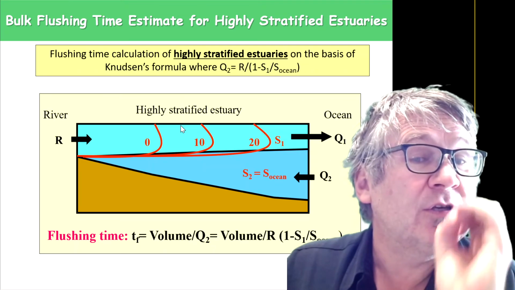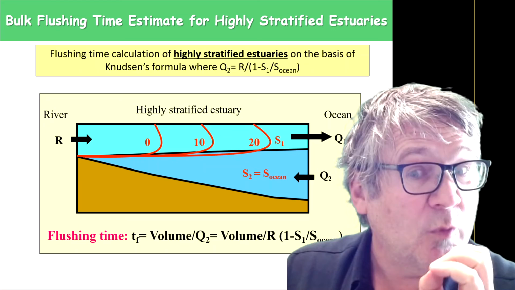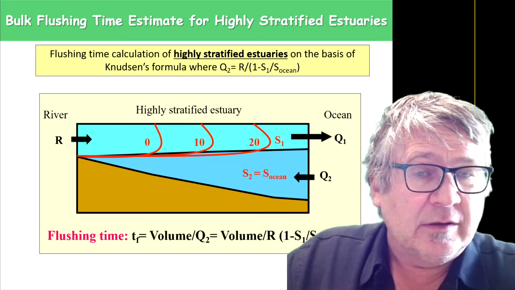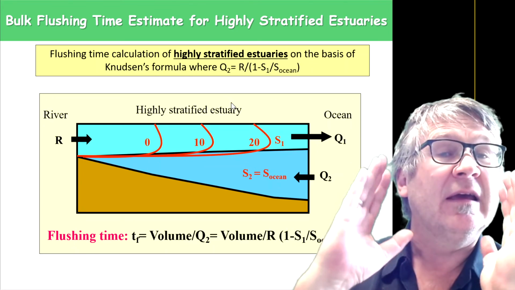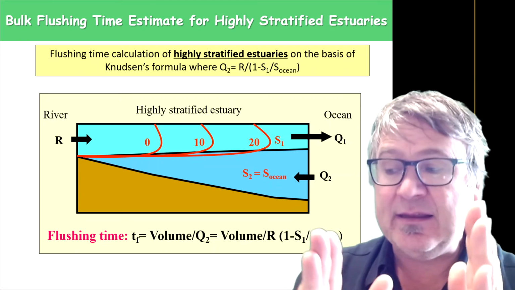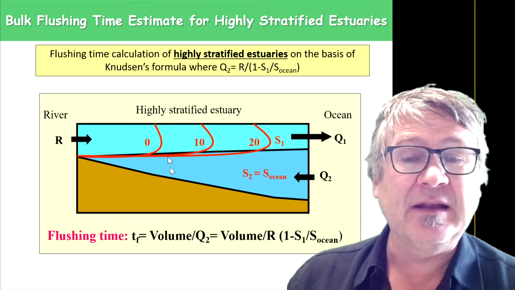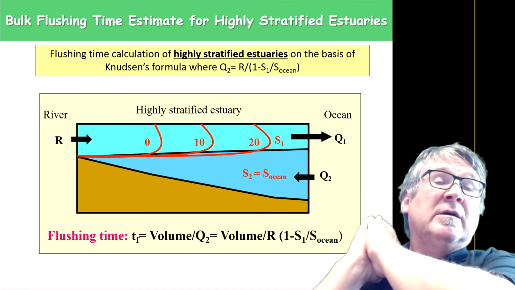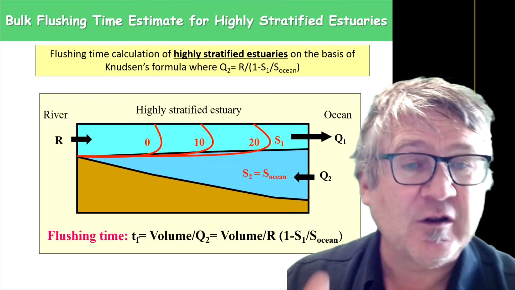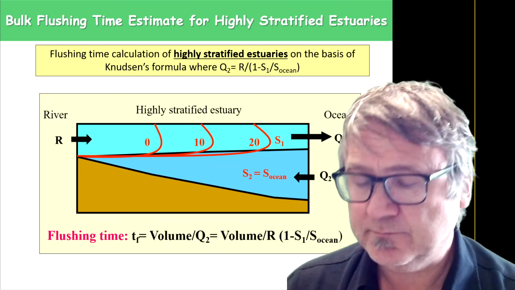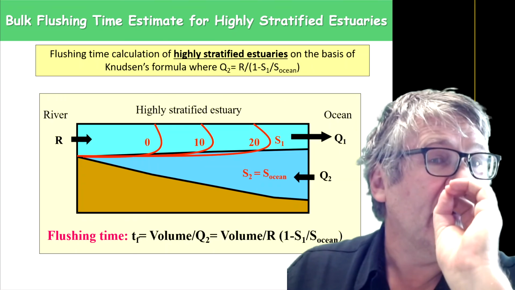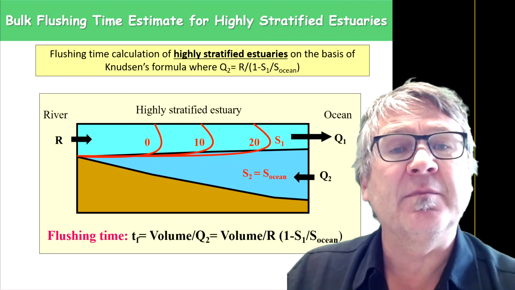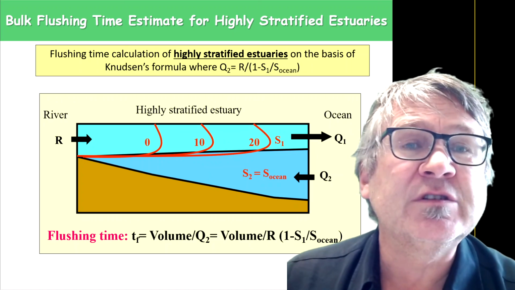This is known as Knudsen's formula to work out flushing time. In fact, if you use the full form of this formula, you can calculate the flushing time at any transect, at any section, in the middle or at any location. You can derive two-dimensional, at least, flushing times for your positive estuary. All right, and I want to show you one last simple estimate of flushing times that's often used for slightly stratified estuaries.